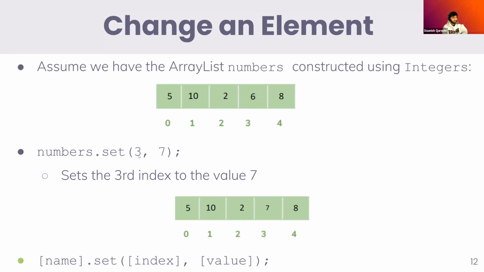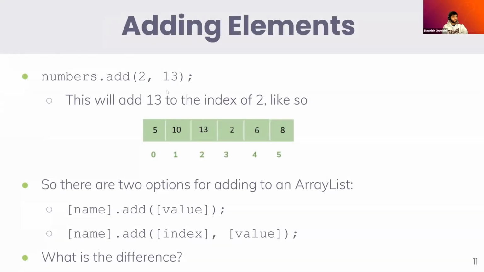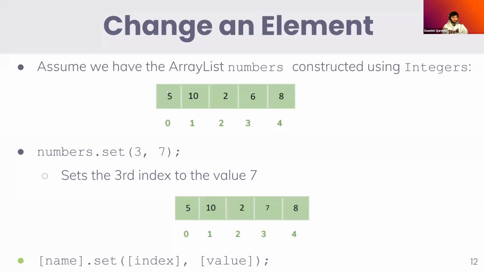So what we do is numbers, which is the name, dot set, and then the index, and then the value. Like we saw before with numbers.add(index, value), the index goes first, and then the value goes second. So here we change the third index to the value 7. It went 5, 10, 2, 6, and now it goes 5, 10, 2, 7. So the syntax for this is: remember the name of it, dot set, the index, comma, the value.